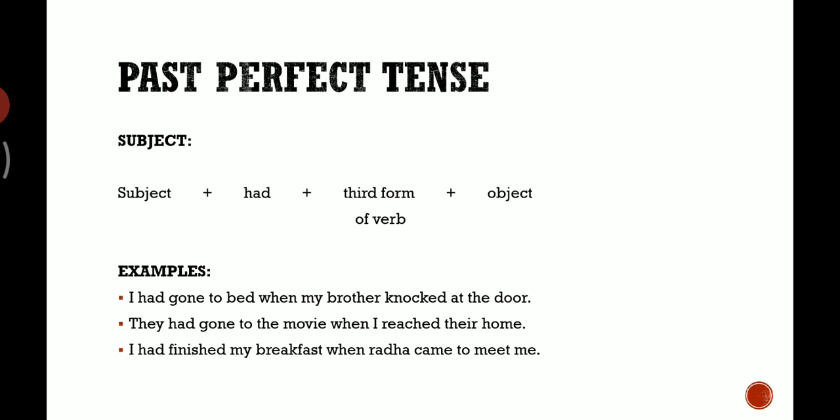Here we see two clauses in each sentence. In the first sentence, I had gone to bed, one clause. My brother knocked at the door, second clause. And in the first sentence, two actions are mentioned. I had gone to bed, first action. My brother knocked at the door, second action.